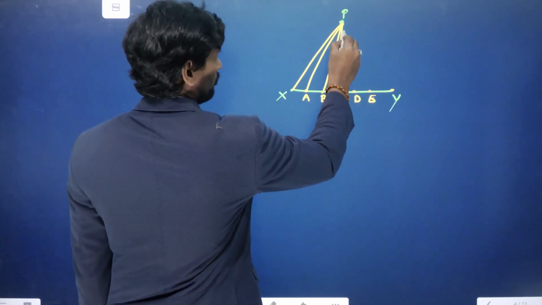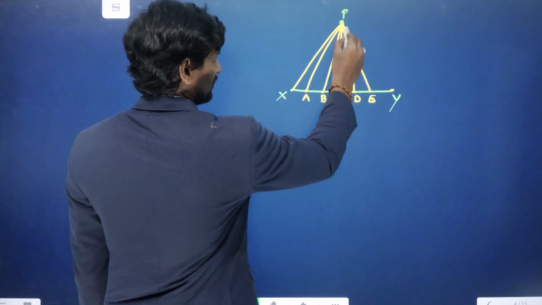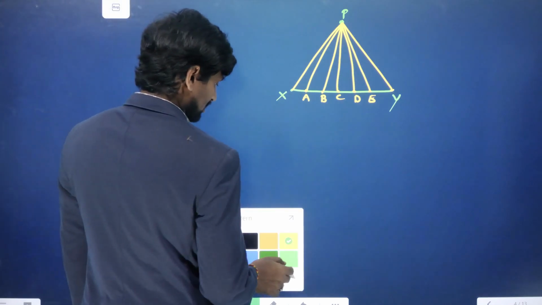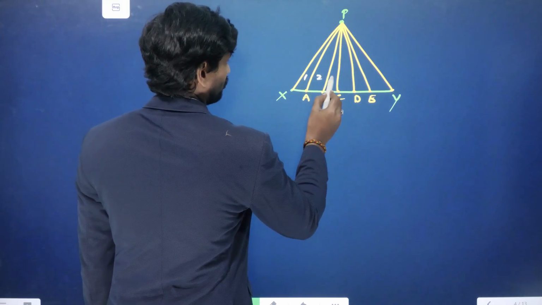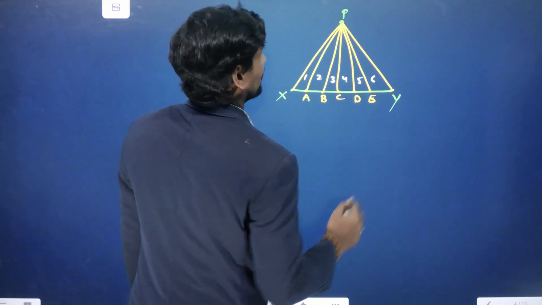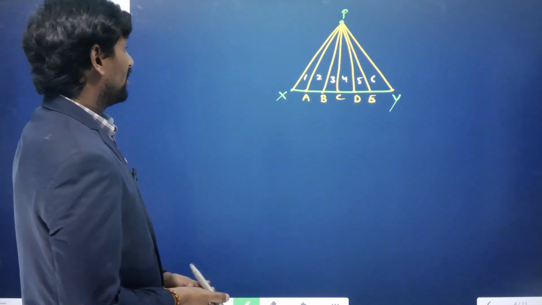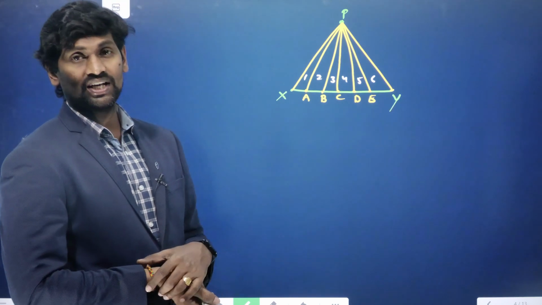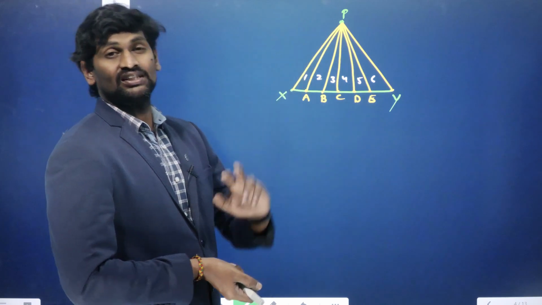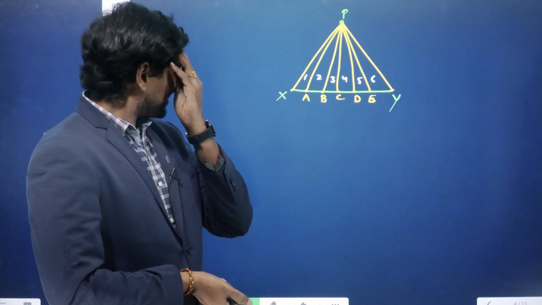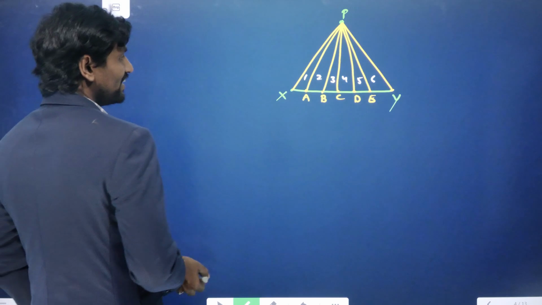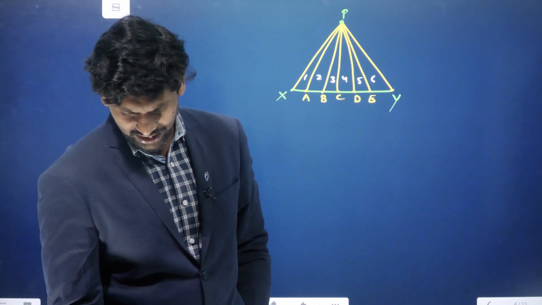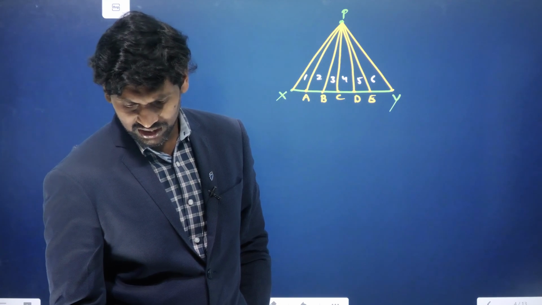So we can see so many triangles here. How many triangles are there? Here 1, 2, 3, 4, 5, 6, like that, so many triangles will be there. Now all are having the same base and the same vertex. The sides are in the same ratio. That means, let me take the ratio of the areas of the triangles.